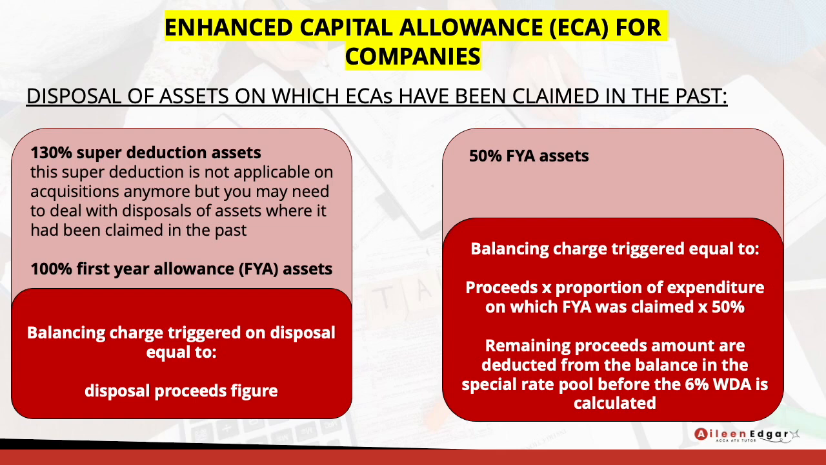Things are a bit more complicated where in the past a 50% first year allowance has been claimed. Because in that case, yes, there is a balancing charge triggered, but it's only equal to the proceeds multiplied by the proportion of expenditure on which the first year allowance was claimed, multiplied by 50%. And then the remaining amount of the proceeds figure are deducted from the balance in the special rate pool before the 6% writing down allowance is then calculated in that pool.